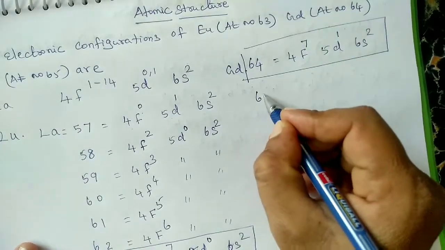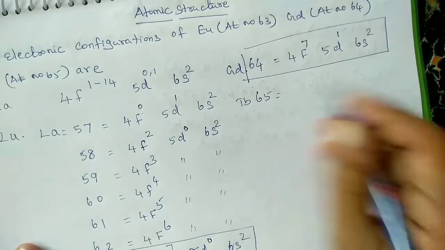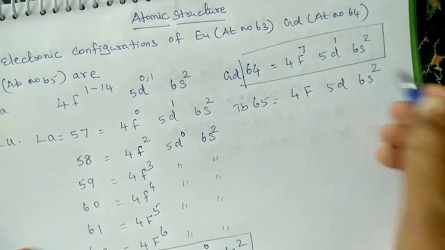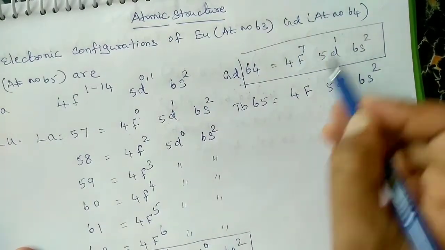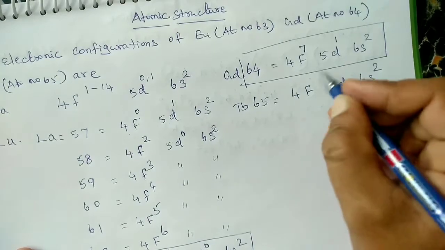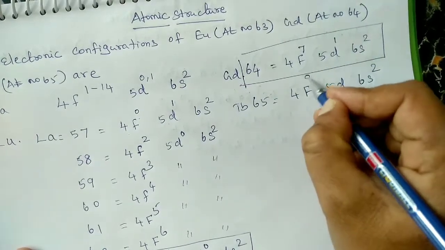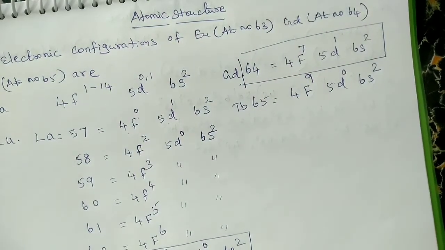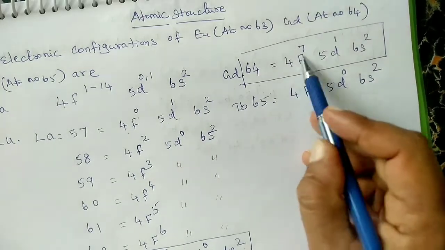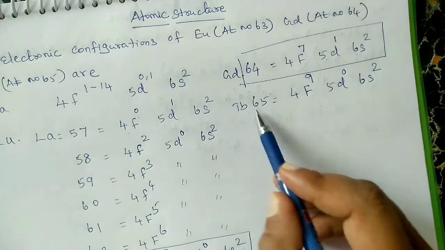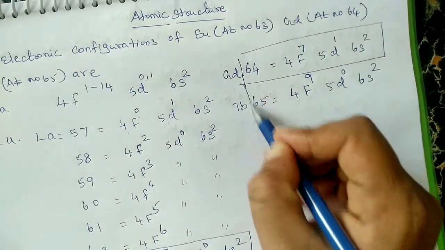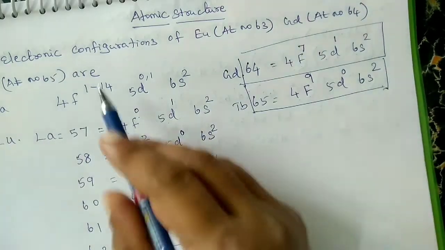And next for terbium, 65, it is 4f 5d and 6s2. That is 7 plus 1, 8. The newly entered electron also enters the 4f orbital. 8 plus 1, 9. The 5d is 0. So we note the electronic configuration of 4f7 5d0 6s2 for europium, 4f7 5d1 6s2 for gadolinium, and 4f9 5d0 6s2 for terbium. That is the correct electronic configuration of these three elements.